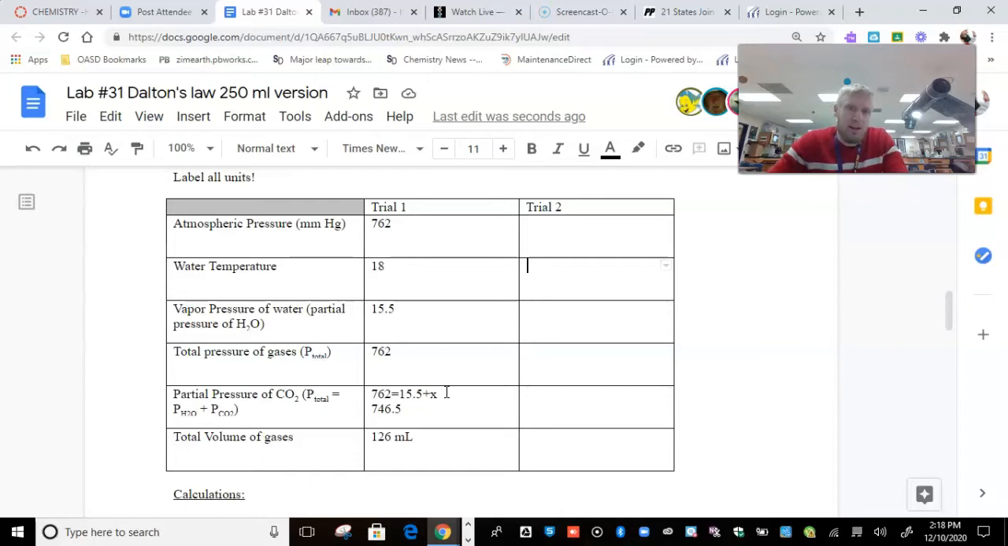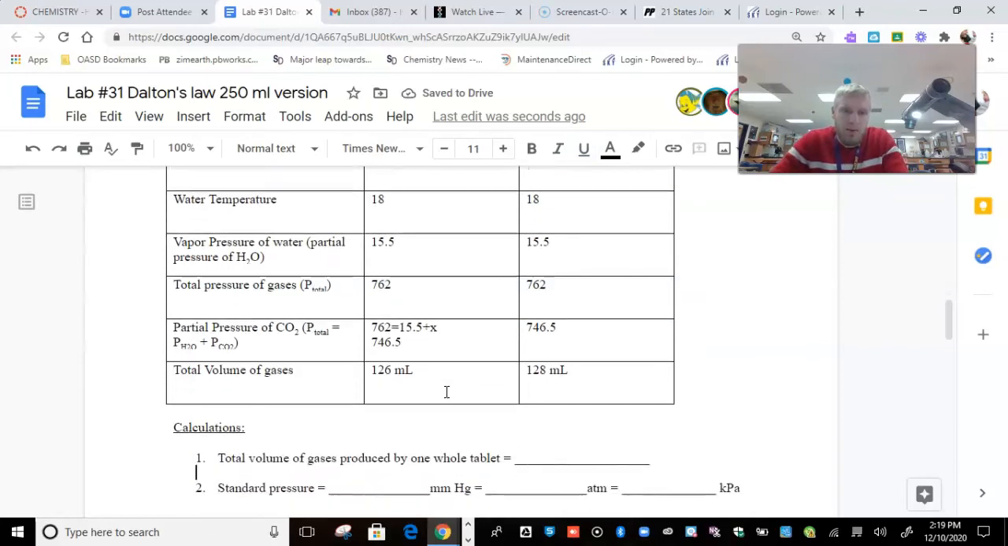And when we do our second trial, we're going to do it right now. 762, it's the same temperature. So 15.5, 762, and 746.5. And let's see, from the other day when I did this, we had, what was it, 124? No. 120. No, it's 128. So we'll put that down, 128 milliliters.